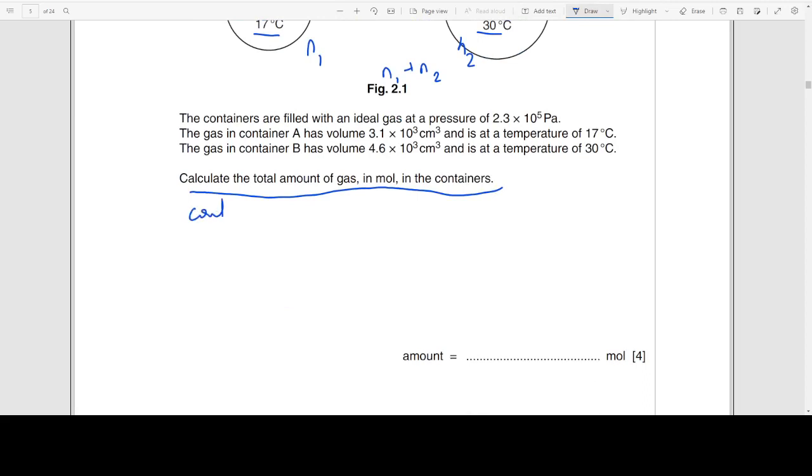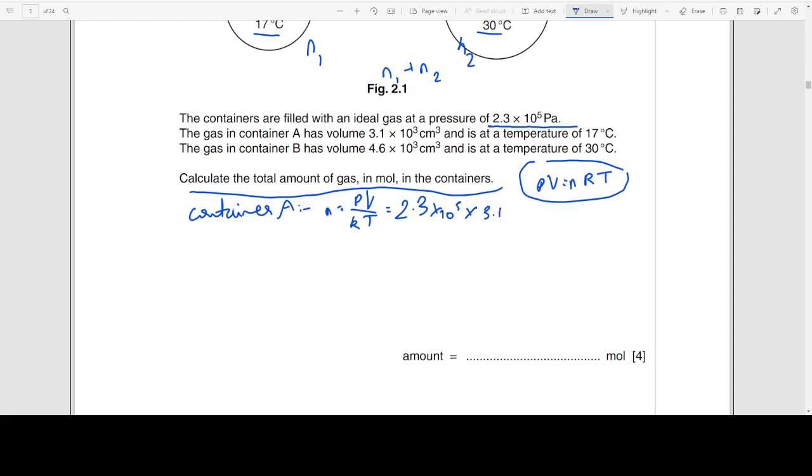For container A, N equals, just for reference, N equals PV upon RT, which is equal to 2.3 into 10 raised to 5, the pressure is given in the question, into 3.1 into 10 raised to 3.